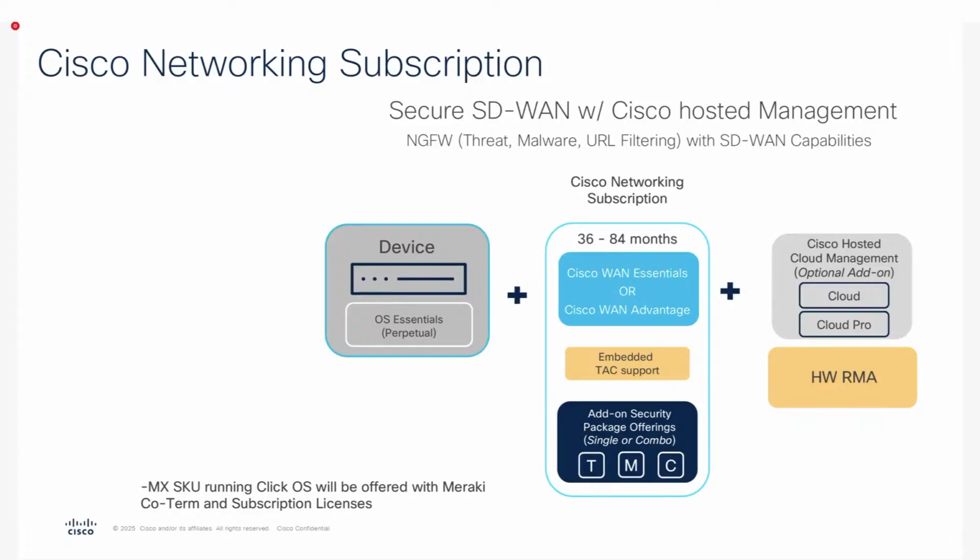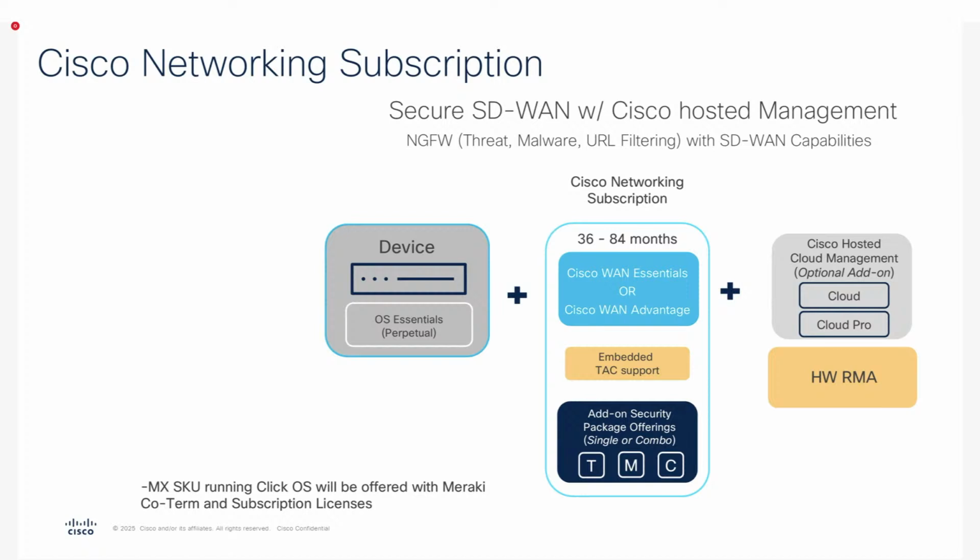There's the Cisco Networking Subscription that I'm covering here. There's also a routing subscription that is not part of UNX. I won't cover it, but there's additional information and links that we'll provide. So we're going to cover the UNX subscription for the secure SD-WAN, covering both Cisco hosted cloud, so the cloud and cloud pro.